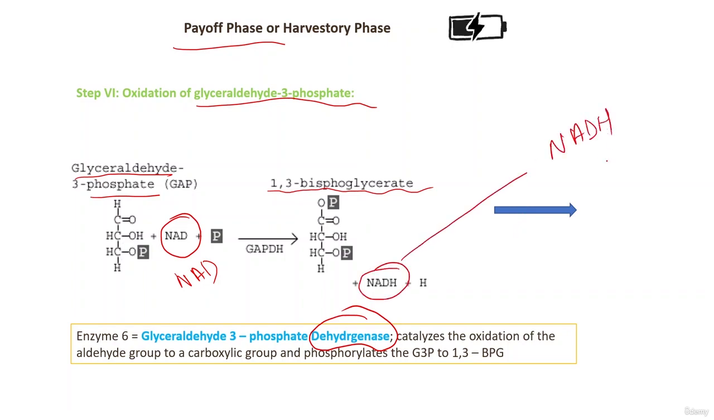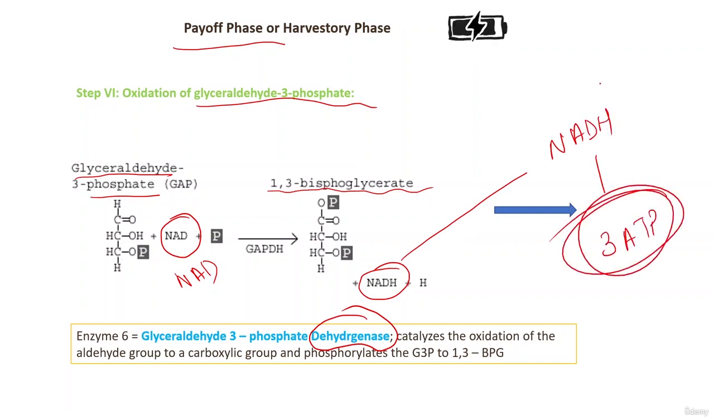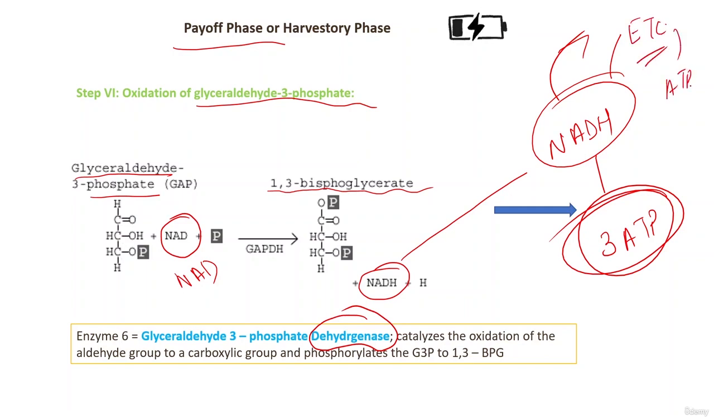This NADH can form 3 ATPs later. You can use it in other processes too, like the electron transport chain, where it will produce more ATPs. So this is the payoff phase where we are getting ATPs.